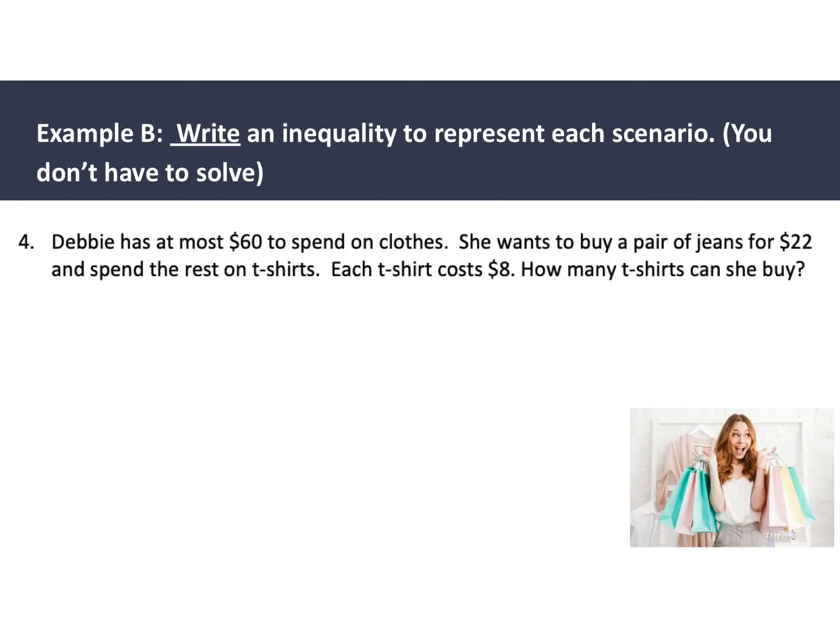Okay, let's go a little bit further here. We're going to just set up some inequalities for real-world scenarios. Debbie has at most $60 to spend on clothes. She wants to buy a pair of jeans for $22 and spend the rest on t-shirts. Each t-shirt costs $8. How many t-shirts can she buy? So I'm going to let T be the number of t-shirts.